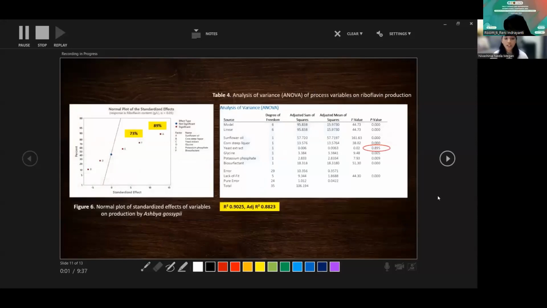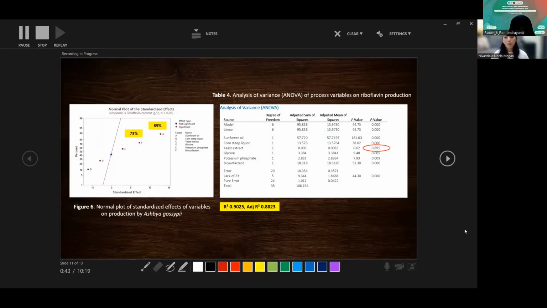As for the normal plot, it is a bit similar to the Pareto chart as well, but in this case, the farther the dots are, the more crucial and important the particular variable would be. So in this case, again, sunflower oil and biosurfactant have given the highest percentage of impact towards riboflavin productivity. And in the ANOVA table, we can see clearly that all the p-values for the variables are lesser, except for the yeast extract, which has given 0.895.